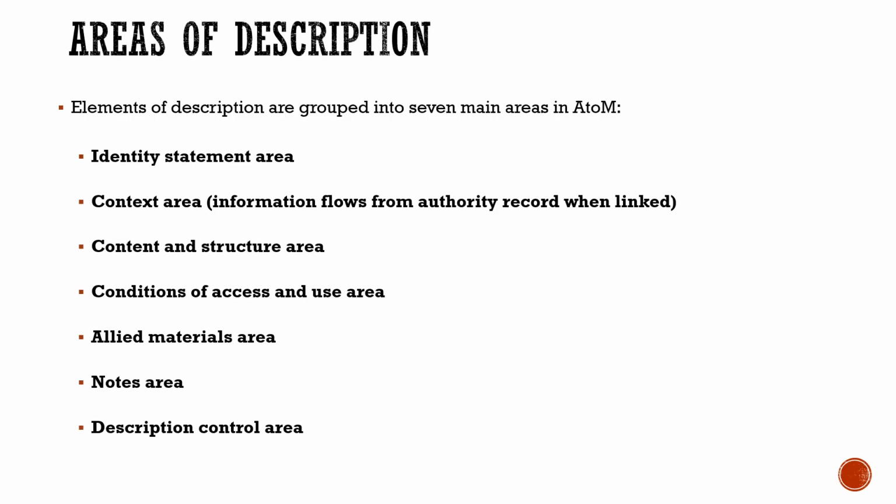In ISAD(G) and in AtoM, there are 7 main areas that each contain a number of fields. These are identity statement area, context area, and just note that for the context area, information can flow through from the authority record if it is linked up. Content and structure area, conditions of access and use area, allied materials area, notes area, and description control area.